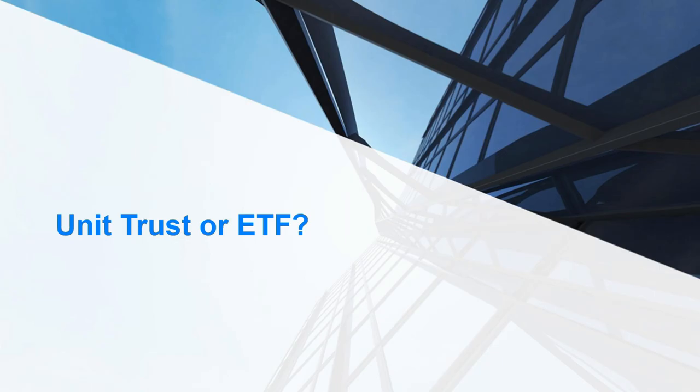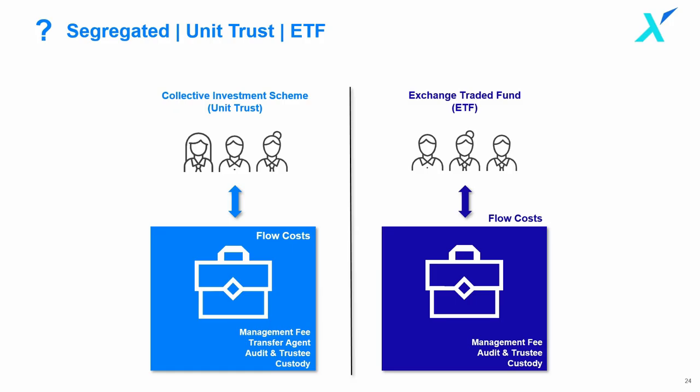So this then leaves us with the question, to invest in a unit trust or an ETF? So what are some of the considerations? Allow me to take you through this slide to explain the mechanics of what the differences are between a unit trust and an ETF. Forgive the heading here, ignore the segregated part, but I'm just going to focus on unit trust and ETF.